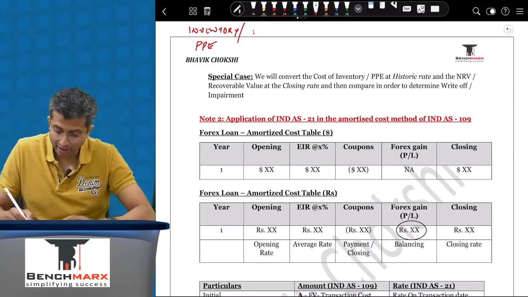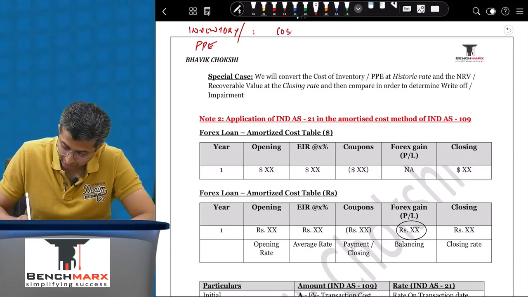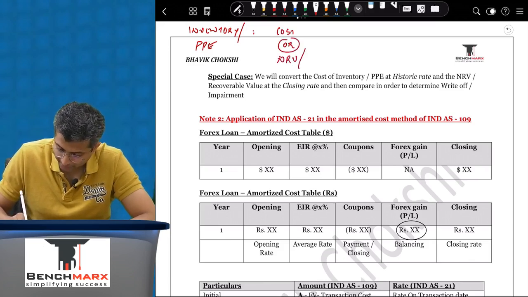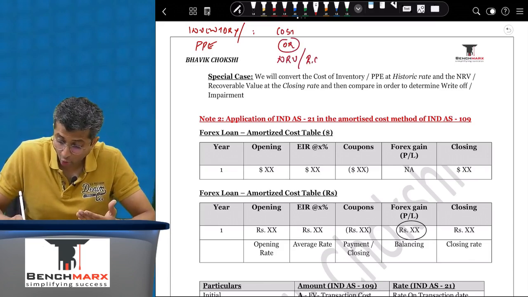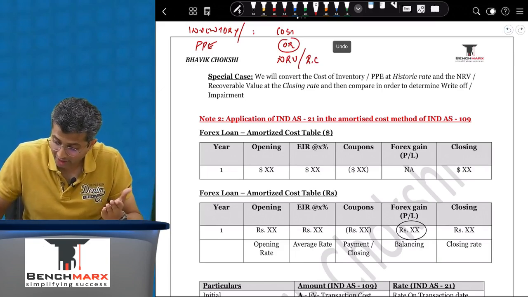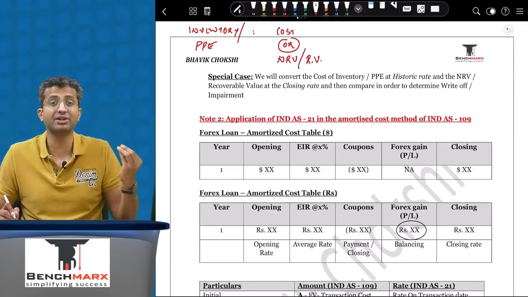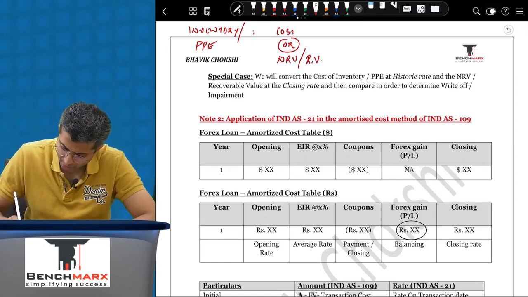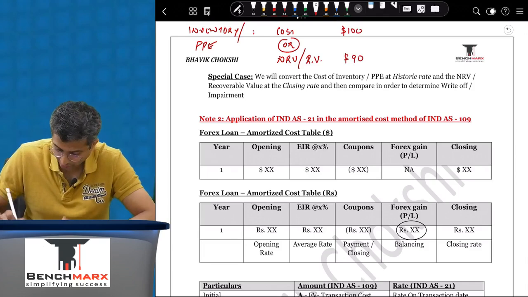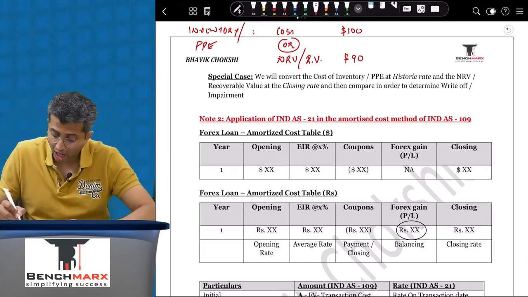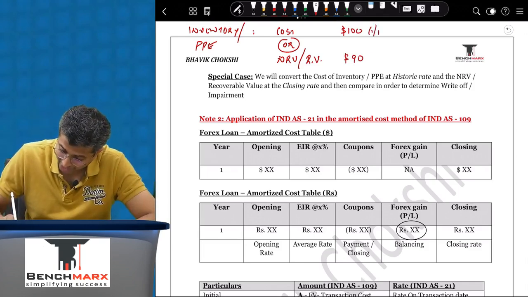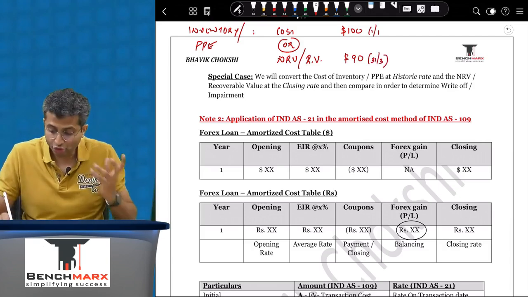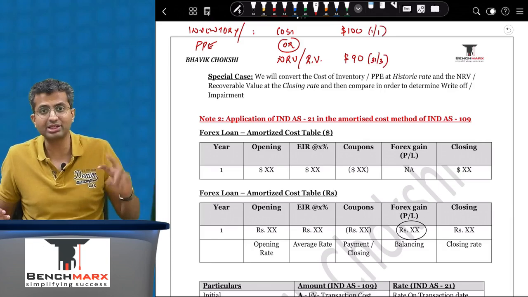However, for inventory, you show it at cost or NRV, or for PPE, you show it at cost or recoverable value under the impairment standard, whichever is lower. Now the challenge over here will be, let us say the cost is $100, but the NRV is $90. So one can say that there is a write-off. However, the cost was on 1st of January, whereas the NRV was on 31st March, which means what should you do? Should you compare 100 and 90 and say there is a write-off?